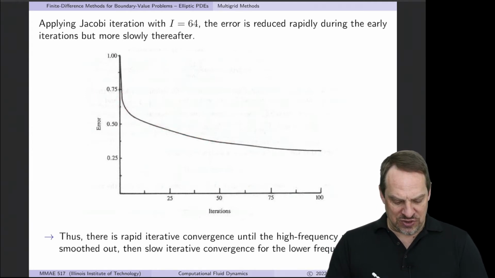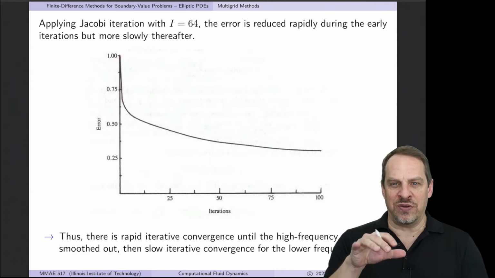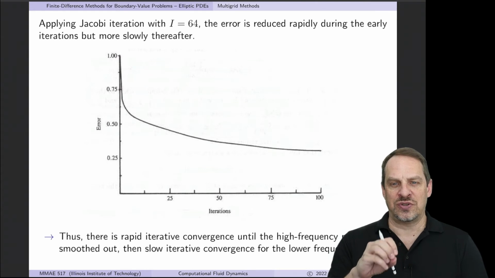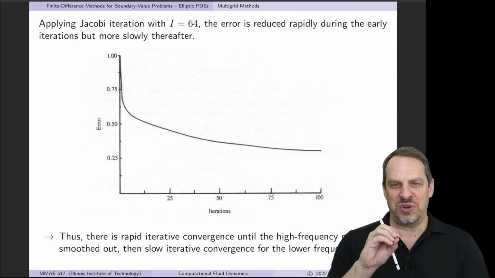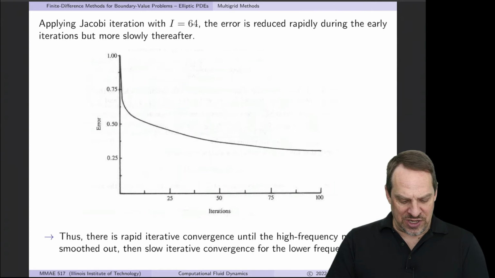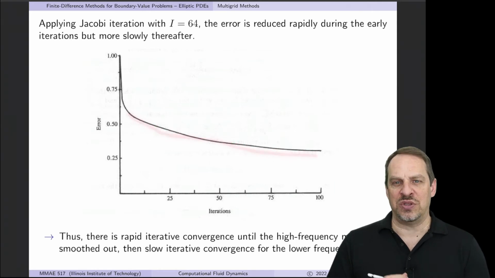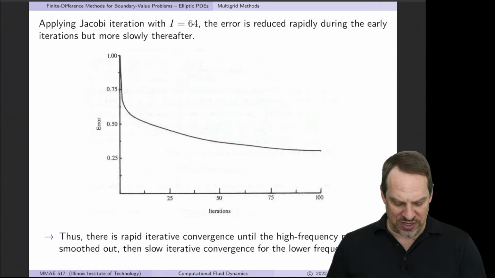process. What's happening is, and I'll show you this, the high frequency modes are getting beaten down very quickly in those early iterations. Once the high frequency modes have been eliminated, then you only have the low frequency modes which exhibit this very slow convergence process.